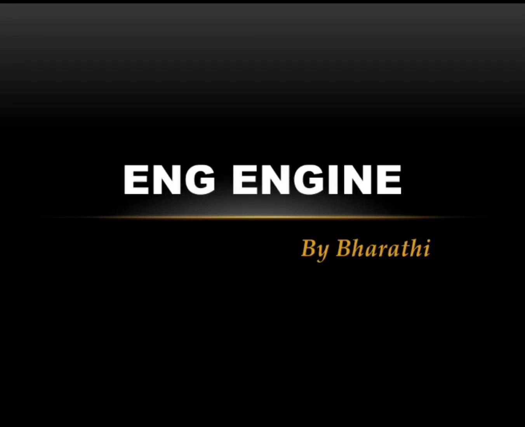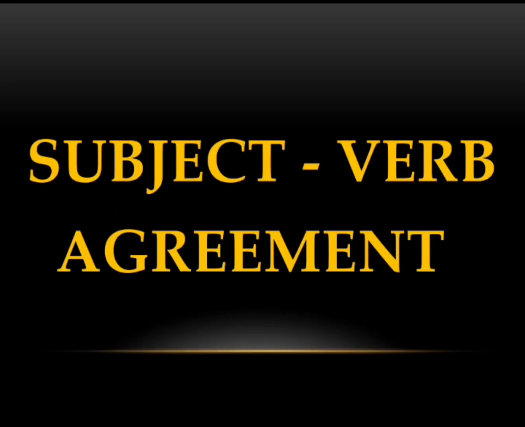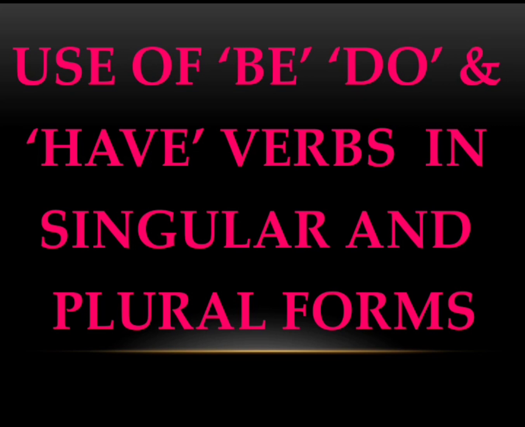In the previous video, we understood the agreement of subject and verb using main verbs. In this video, let us learn the subject verb agreement and the use of be verbs, do verbs and have verbs in singular and plural forms. You have a test at the end, so kindly watch the video carefully. Now let us get into the topic.